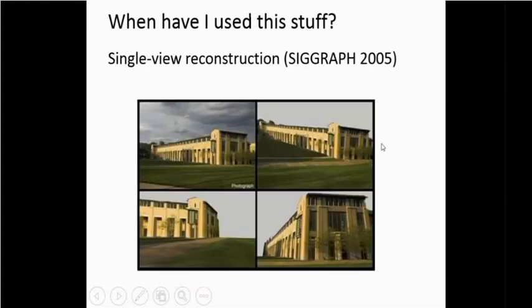Another example is in single view 3D reconstruction. I was interested in trying to estimate geometry from a single view. And then once you estimate what parts of the scene are the ground and vertical, we can use simple knowledge about projective geometry to create 3D planes and then render the scene from different views.